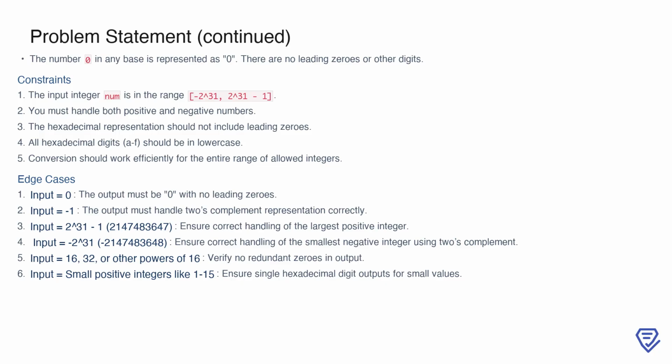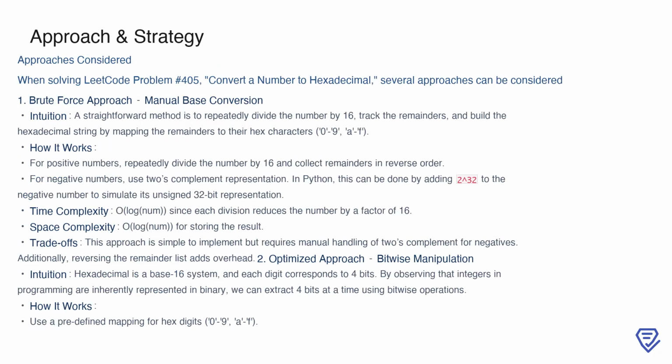To solve the problem of converting a number to hexadecimal, we can explore a few different approaches. The first one is a brute force method based on manual base conversion. The idea here is straightforward: repeatedly divide the number by 16 to obtain the remainders, which represent the hexadecimal digits. These remainders are then mapped to their corresponding hex characters, such as 0 through 9 and A through F. For positive numbers, you continue dividing until the number becomes 0, collecting remainders in reverse order.